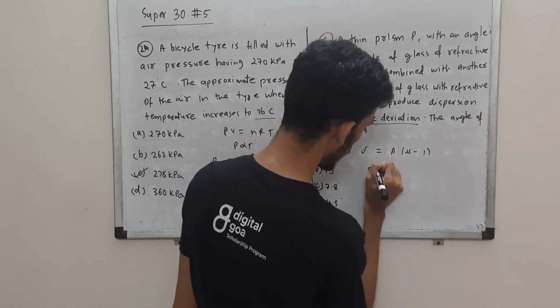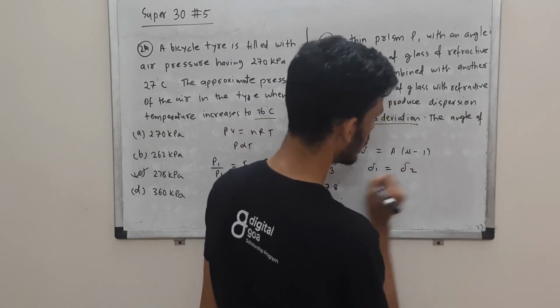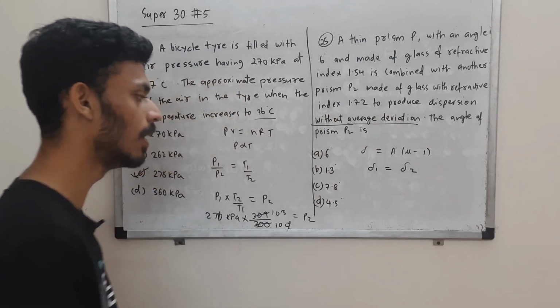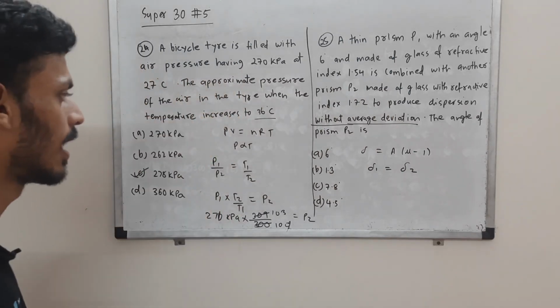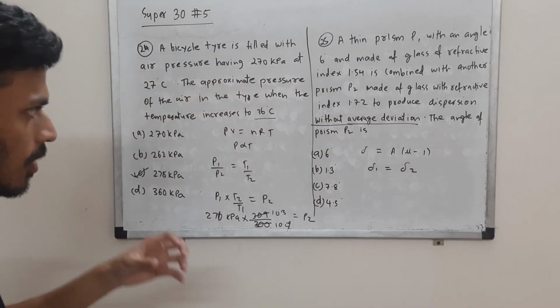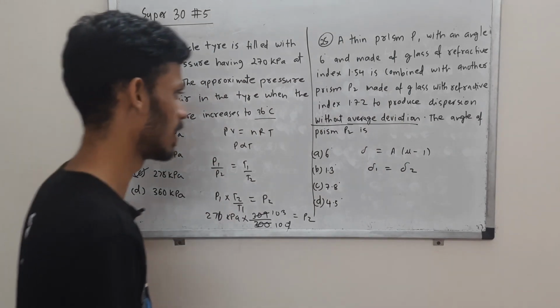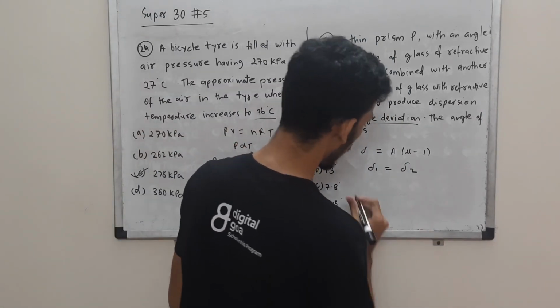So the deviation produced by one is nullified by the second one. Both of the deviations are equal but opposite, they are combined in the opposite sense, right? So they are cancelling out each other, so there is dispersion but no deviation as such. So you can equate these two and find it, right?